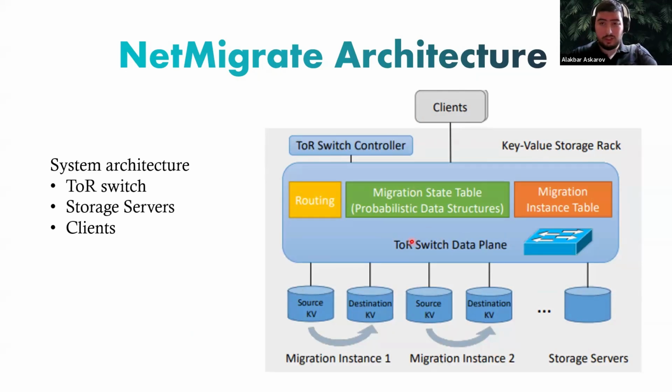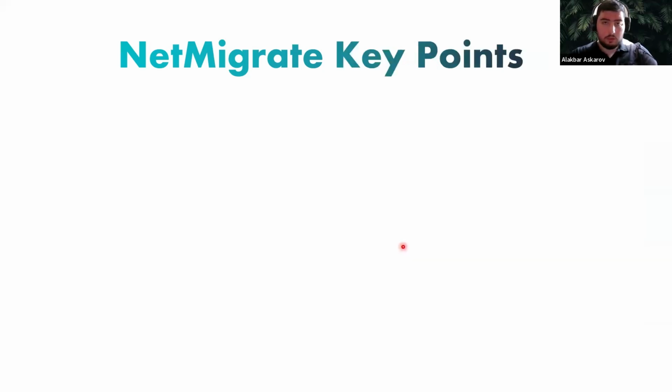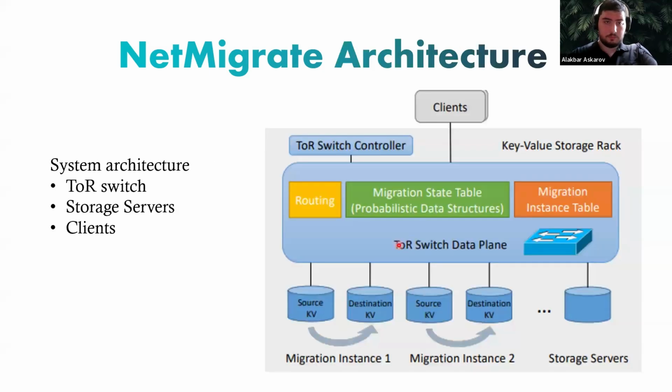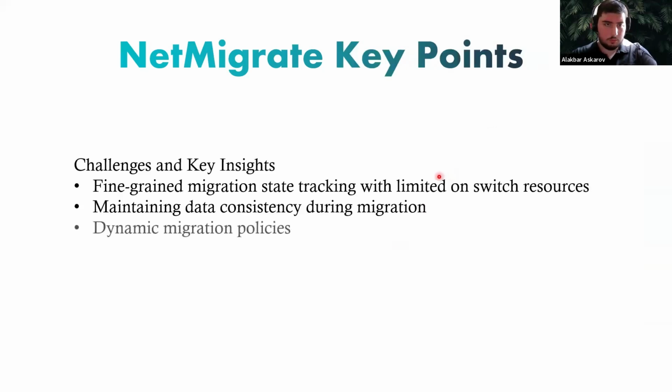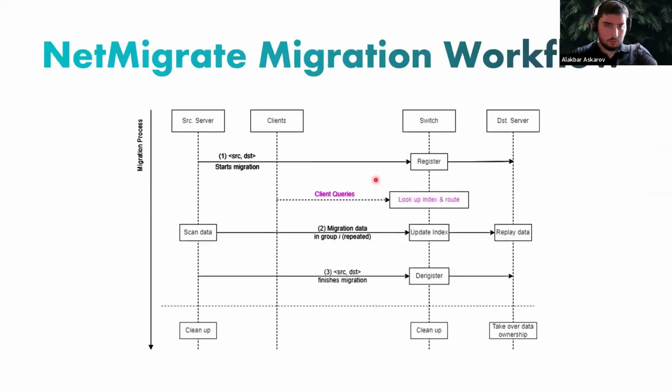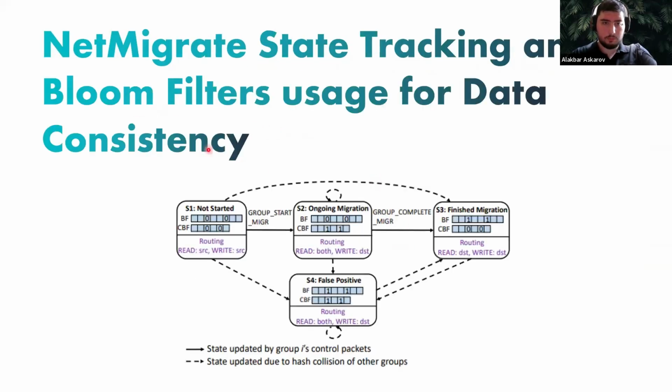To track the state, they divided the keys into groups and mark them as to whether they are already transferred or not. They do it with Bloom filters.